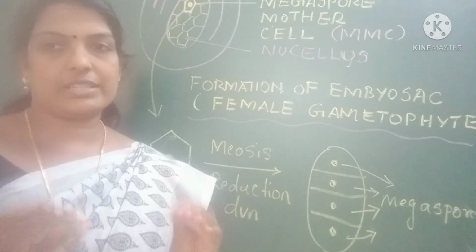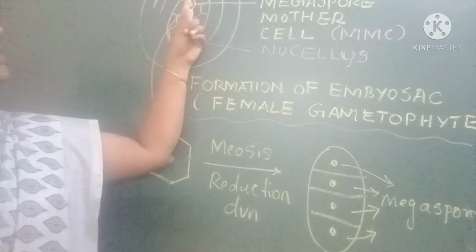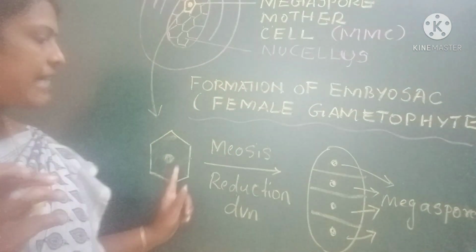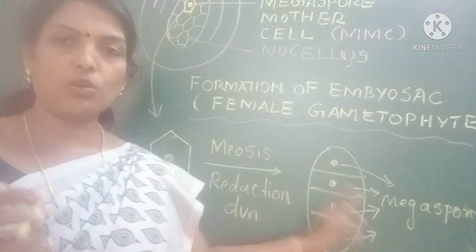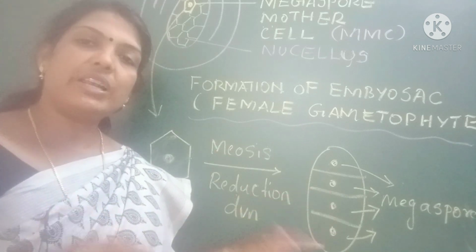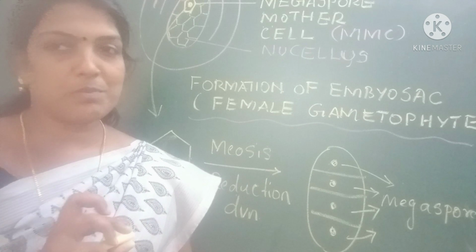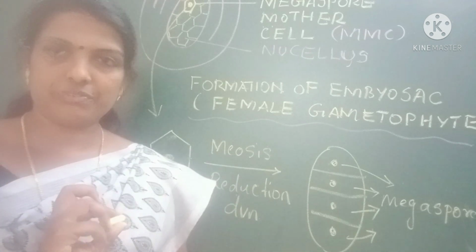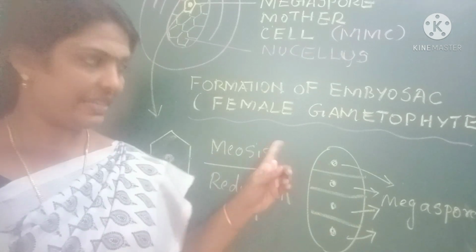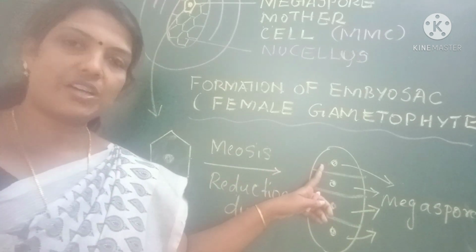Clear? So this is the first step during the formation of the female gametophyte. First of all, what happens? On the micropylar side, one of the cells gets differentiated into the megaspore mother cell. That cell undergoes reduction division to form 4 megaspores. Of these 4 megaspores, 3 will degenerate and 1 becomes functional. But in microsporogenesis, 4 microspores are formed from the microspore mother cell, and those 4 microspores develop into what? Pollen grains. But here 3 megaspores will degenerate and 1 becomes functional.